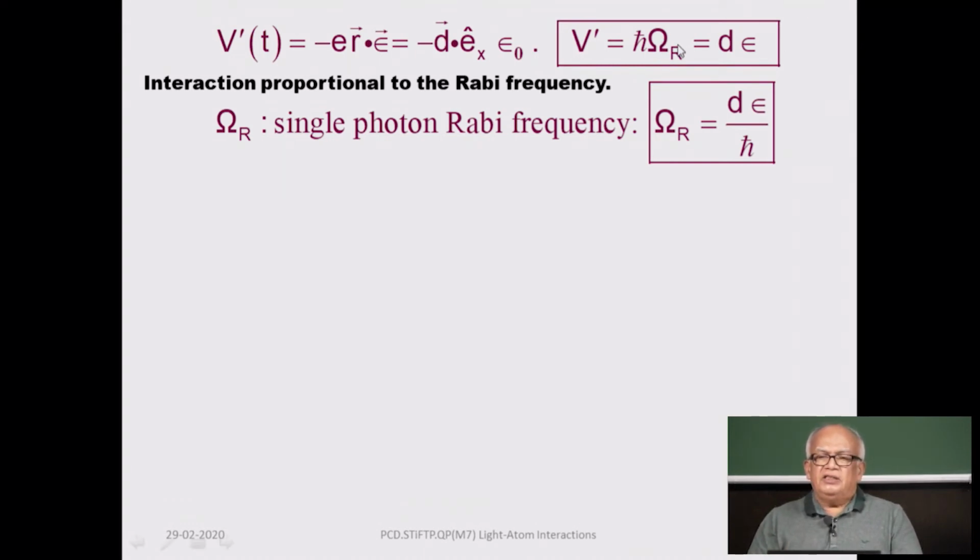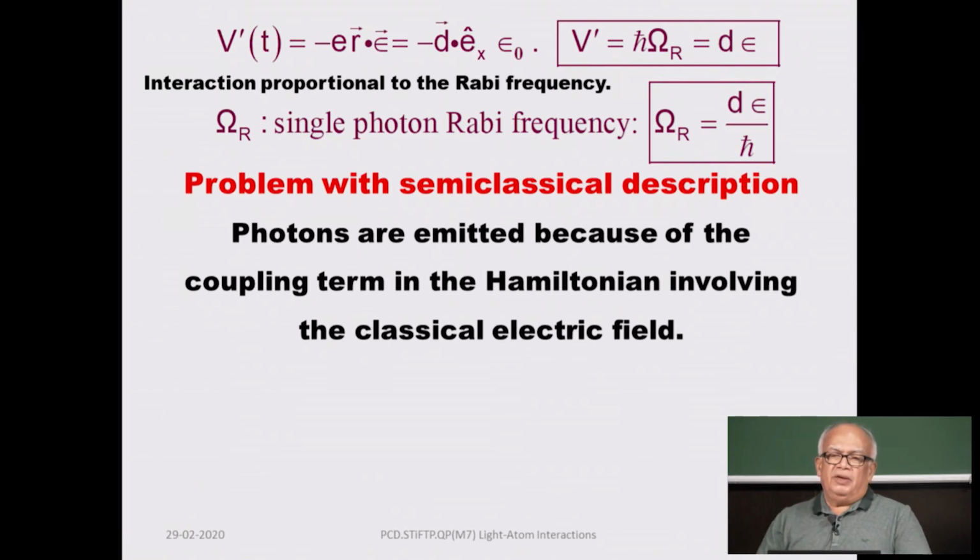And the Rabi frequency was defined; it was proportional to the dipole moment and also the magnitude of the electric field. That is how it was defined. If you remember, this is the single photon Rabi frequency. But the problem with this semi-classical description is that it requires the semi-classical Hamiltonian, which is D dot E. So that E has to be there, that electric field always has to be there. If you switch it off, you cannot have this interaction.